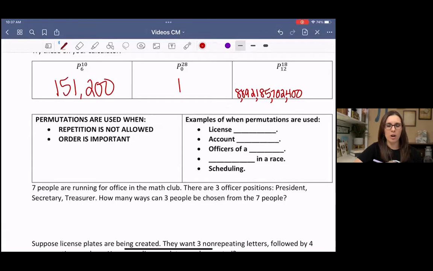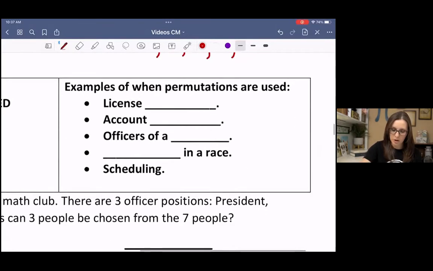So if you're talking about a race or a tournament or officers of a club, so not just leaders of a club, but president, secretary, vice president, reporter, all those things where you have a specific title, those are types of situations where we use permutations. Some other examples are license plates, where order matters. MWB is not the same as WMB, so those would be 2 different license plates. Account numbers, like bank account numbers. Officers of a club.